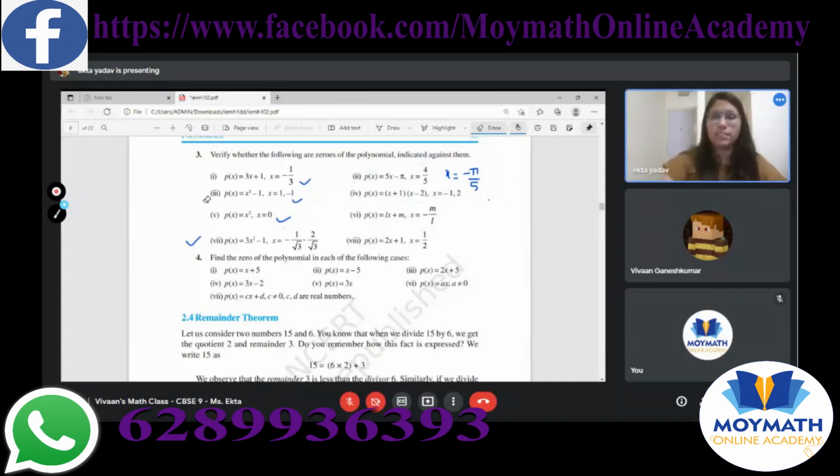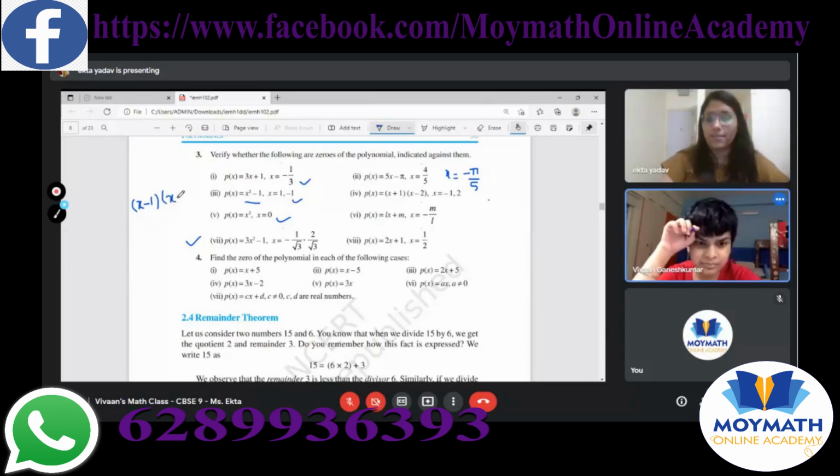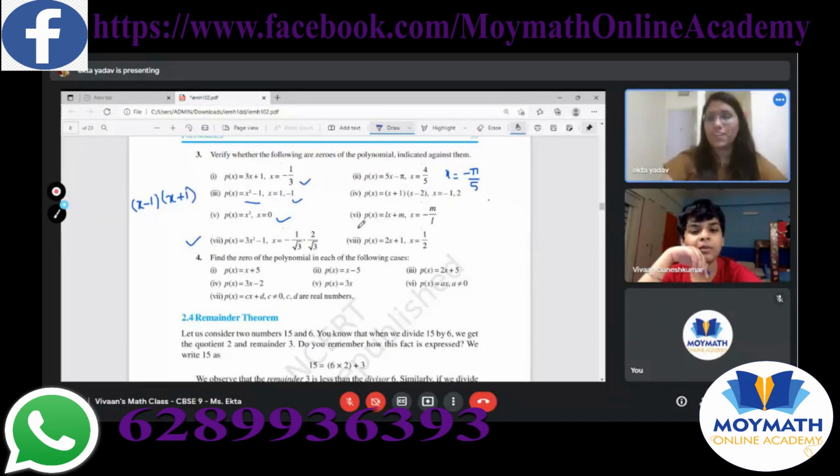Okay, now the third one. Vivan, closely look at the third one. x square minus a square is an identity. I can write it as x minus 1 into x plus 1, right? Now check the zeros. It is easy to check now. Ma'am, but there are two numbers, 1 and -1. So you have to check at both the numbers.